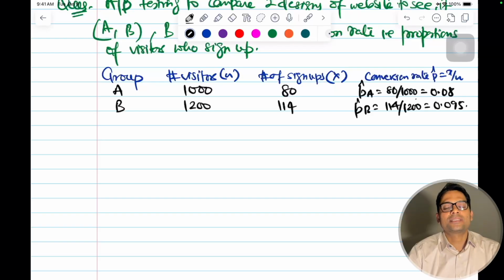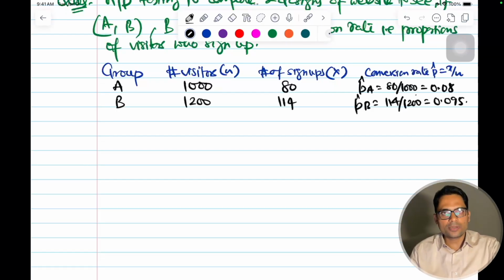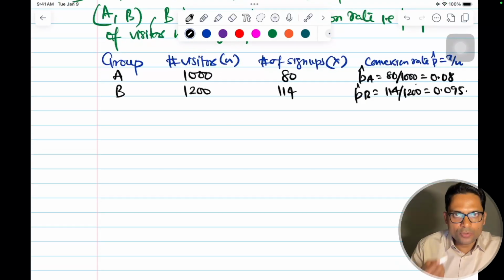The main idea is to understand how we do hypothesis testing for categorical data, which is coming from the Z-test of proportions. We have understood the theory, and let's put in the numbers. So how do we do hypothesis testing?